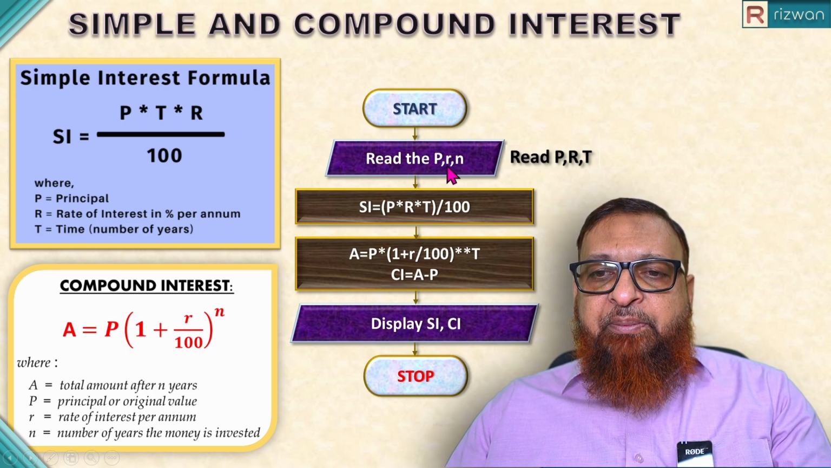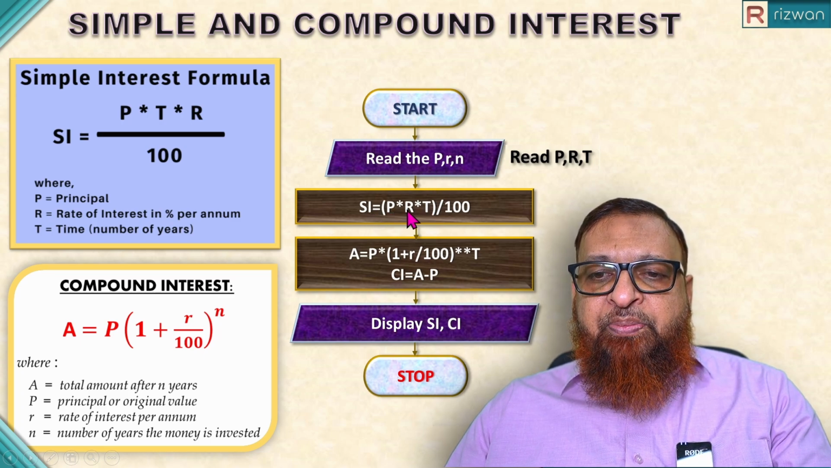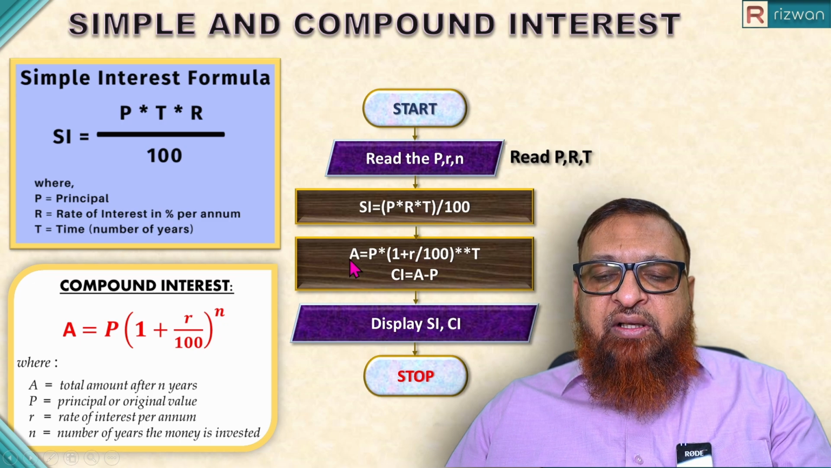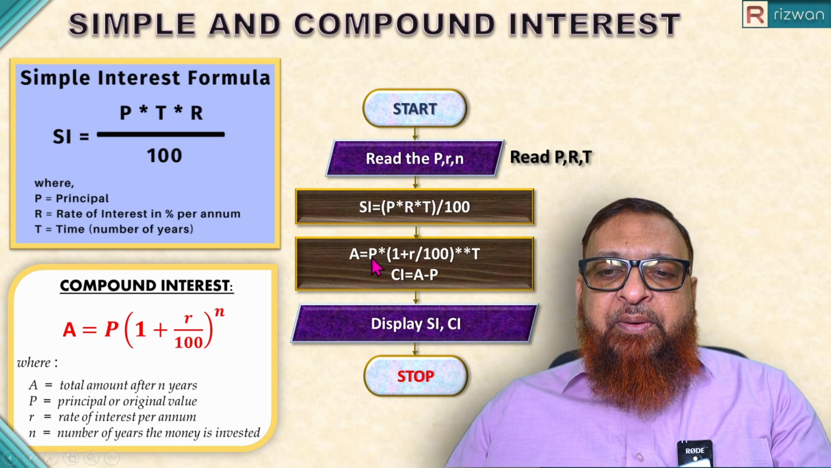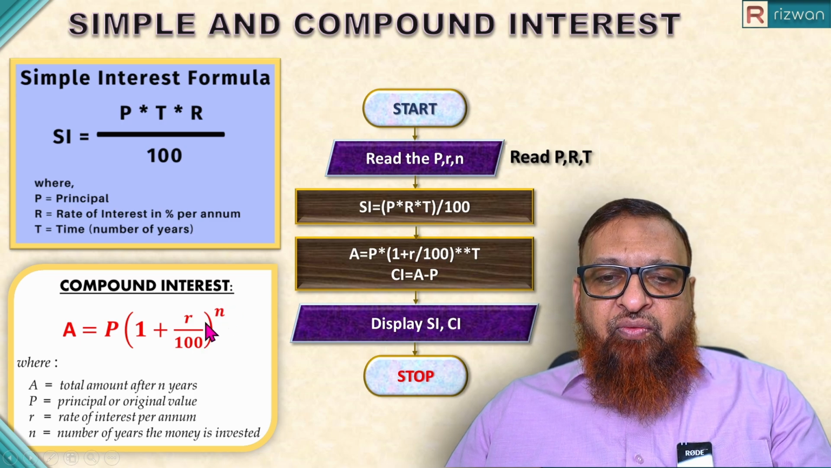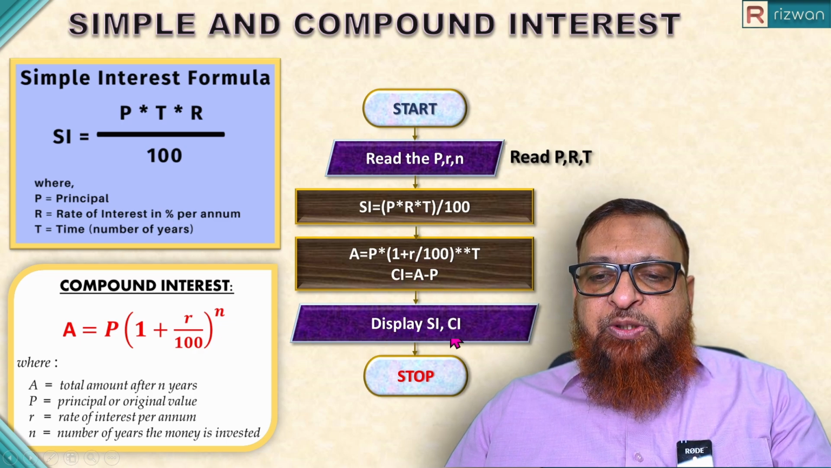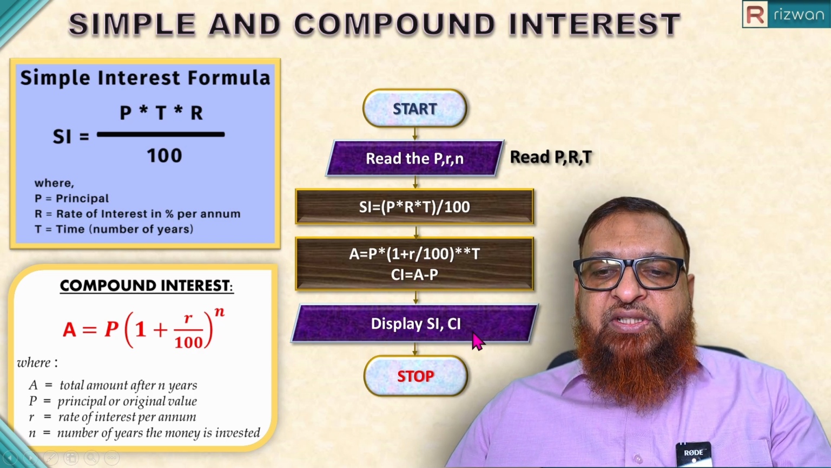Okay. Read PRT. Principal, rate and time. So we are going to calculate principal, rate, time divided by 100. Now the amount is given by P into 1 plus R by 100 to the power of T. So the power of T, how we can represent? Star star. Okay. We are calculating the compound interest A minus P. Then we are going to display simple interest and compound interest and we'll stop.